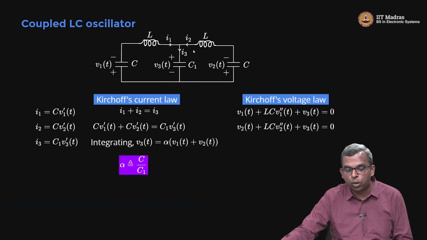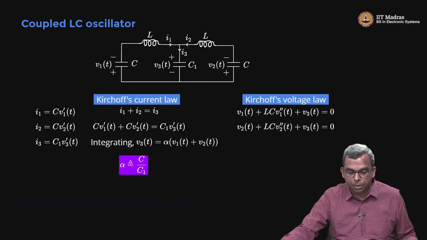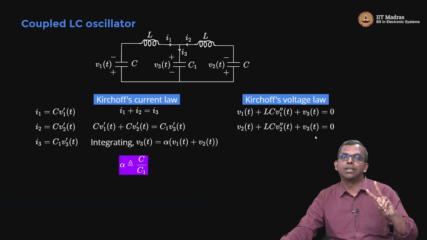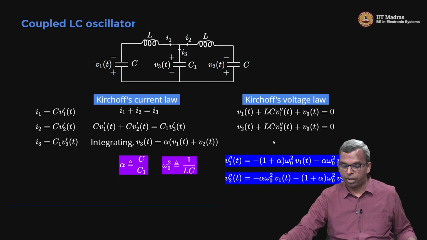Likewise, if you go through the loop the other way, you get V2 of t plus L I2 prime. Now I2 prime is C V2 double prime, so you get this equation. This is the potential drop across the inductance L here. So you get these two equations. Now we can put all these equations together. I have an expression for V3 of t in terms of V1, V2, and I have two differential equations. So I can plug V3 of t into each of these equations, writing alpha times V1 of t plus V2 of t instead of V3 of t. Then I have two equations in the two unknown functions V1 of t and V2 of t. That's what I'm going to write finally.